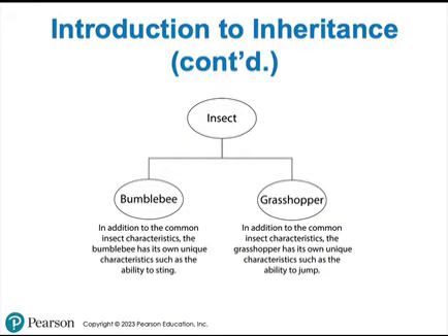So looking at a diagram, we have a class insect, and then from that we're going to subclass that into bumblebee and grasshopper, and put the aspects or information that is relevant to those.